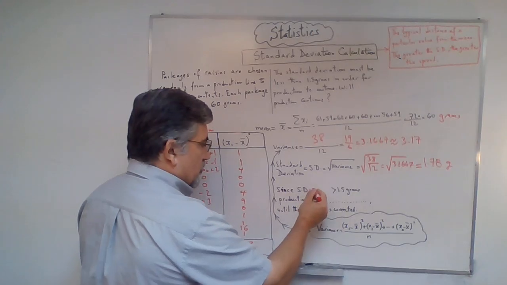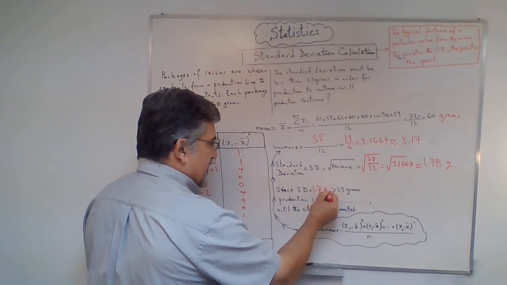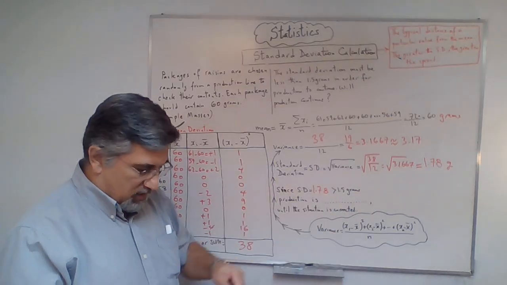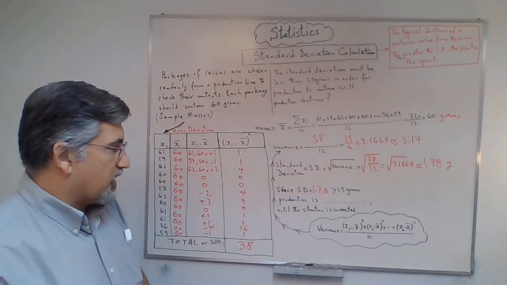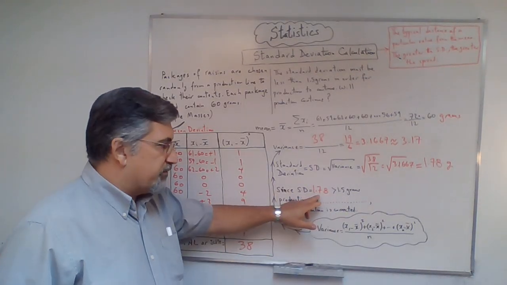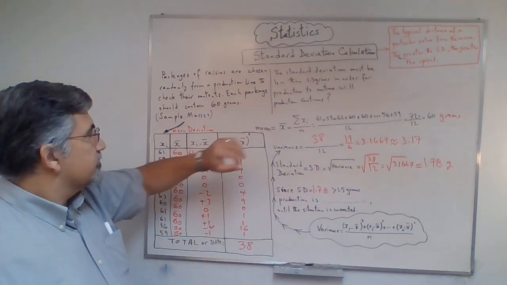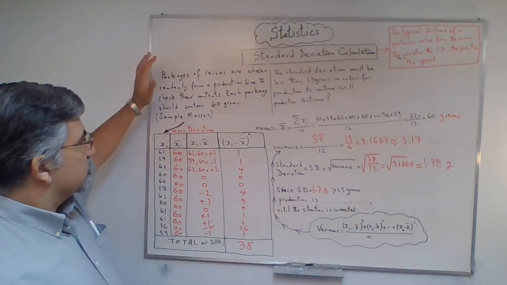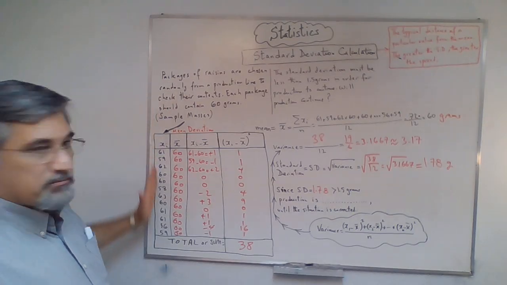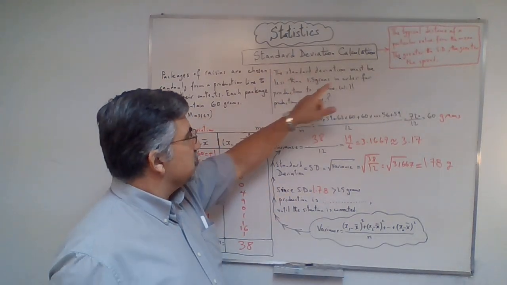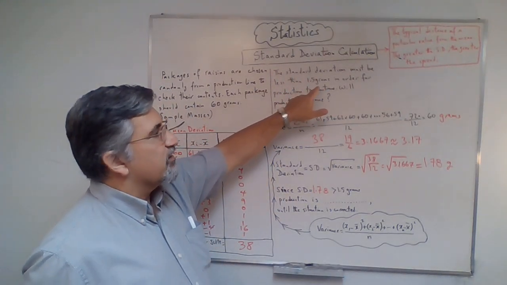Okay, so 1.78. Since the standard deviation is 1.78, that's more than 1.5 grams. Now you may say, why am I comparing this? Because there's a second part in the question. The first part just gives us the sample masses. But the second part says the standard deviation must be less than 1.5 grams.